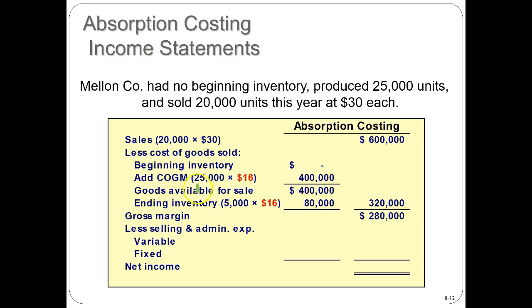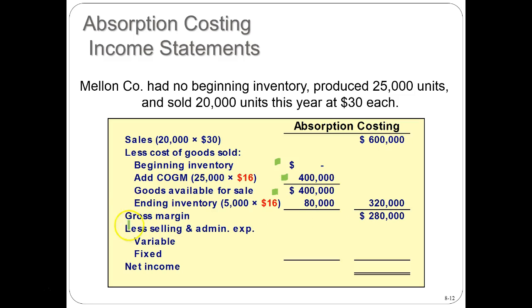We're going to take the 25,000 times the 16, which gives us the 400. That gives us the cost available, the 0 plus the 400. Ending inventory, 5,000 units left, times the 16 cost per unit that we calculated in the prior slide under the absorption method. The 400 minus the 80 gives us the 320.